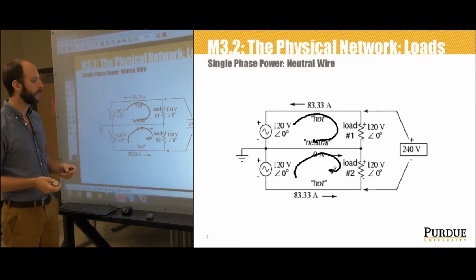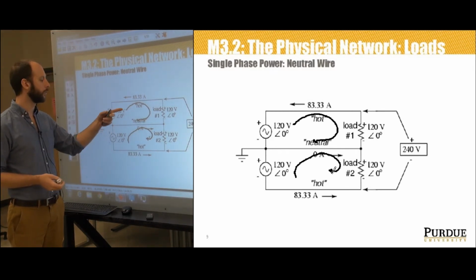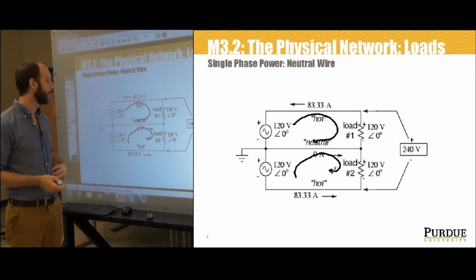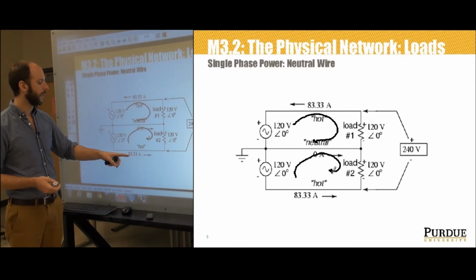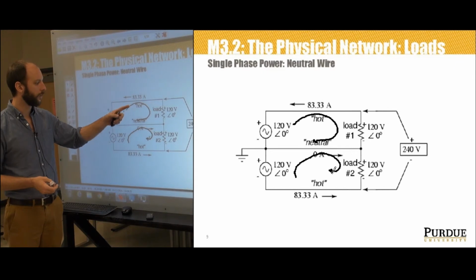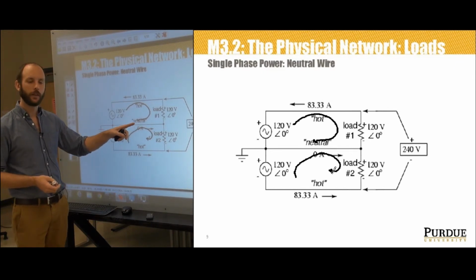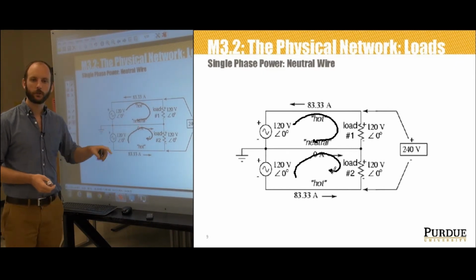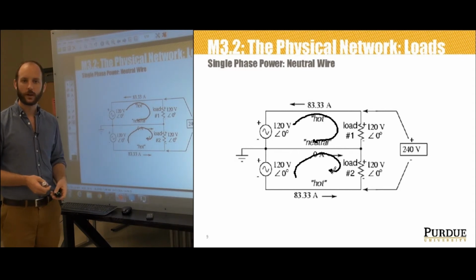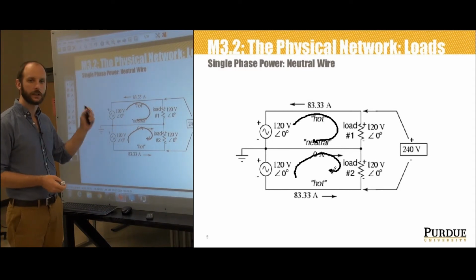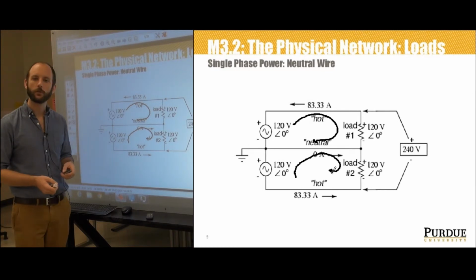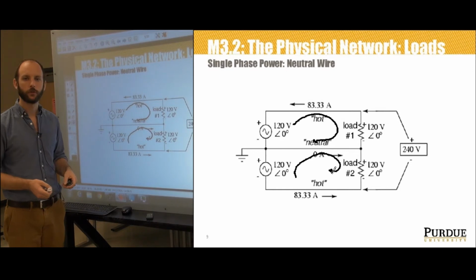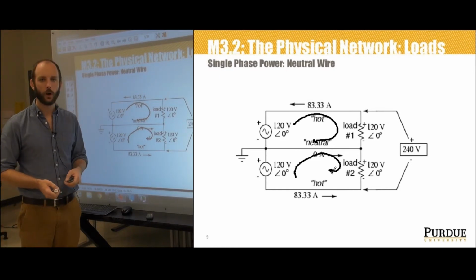So with split phase, I get the benefits of the reduced current due to the higher voltages, carrying 83.33 amps here and 83.33 amps here. That's the total current in either branch. And because of the subtractive nature of the middle branch, I never carry twice that current value like I did in the original single phase 120 volt supply. So I get the benefit of reduced current flows in the wires.